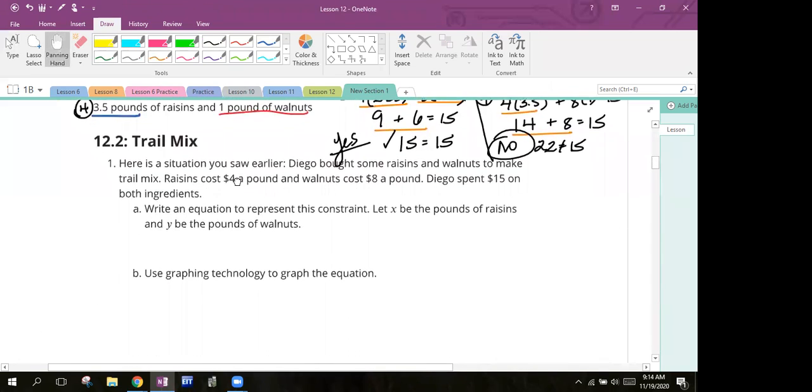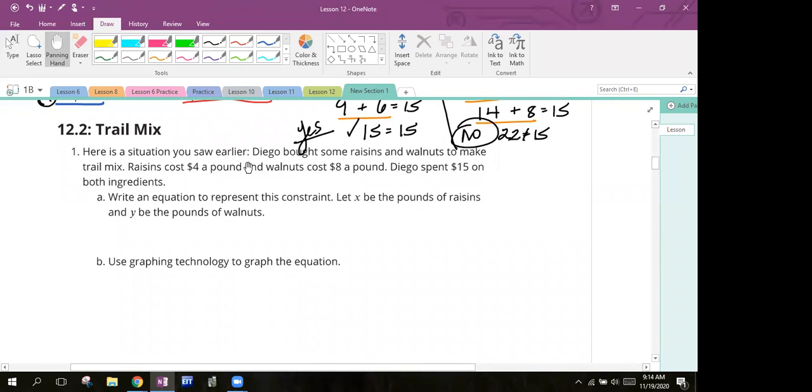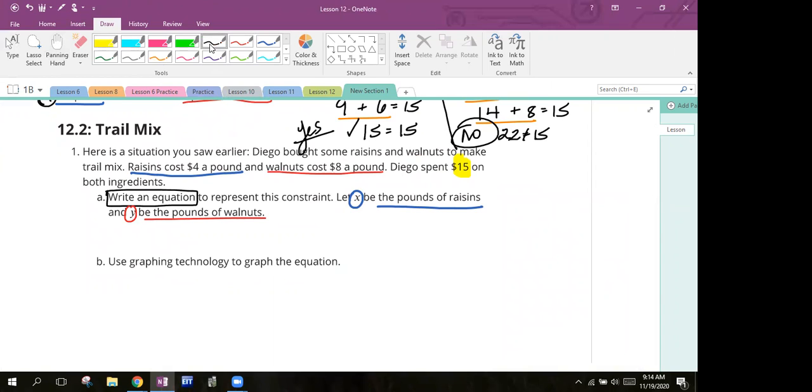So going on to this next one, it says, here's a situation you saw earlier. Diego bought some raisins and walnuts. Raisins cost $4 a pound, walnuts cost $8 a pound, and Diego spent $15 on both ingredients. So it wants us to write an equation to represent this constraint. We're going to let X be the pounds of raisins, and we're going to let Y be the pounds of walnuts.